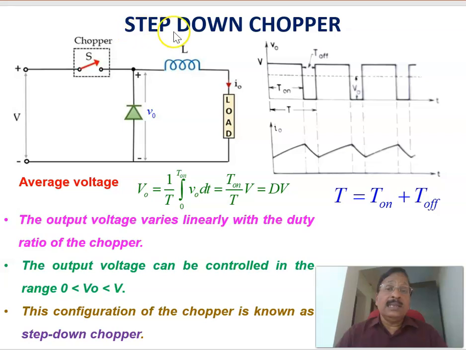Now let us see the step down chopper. From the name itself, the output voltage is less than the input voltage. That's called a step down chopper. It's a DC to DC converter in which the output voltage is less than the input voltage.